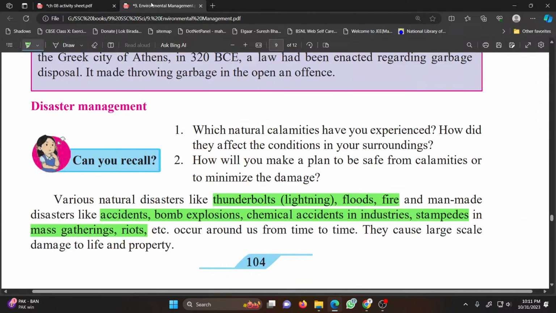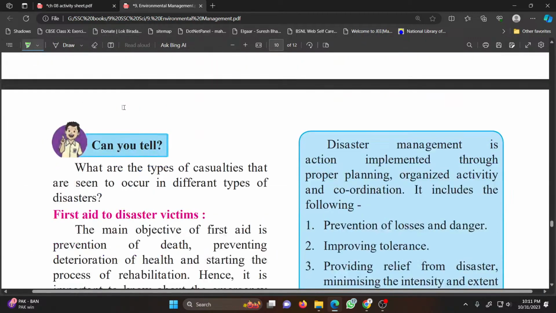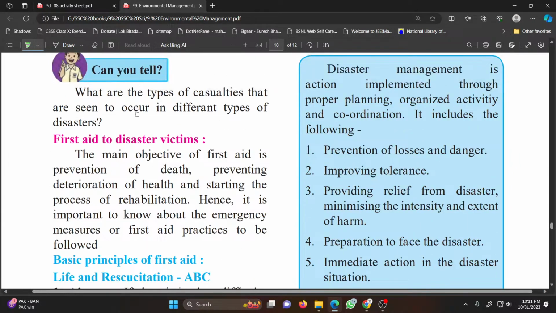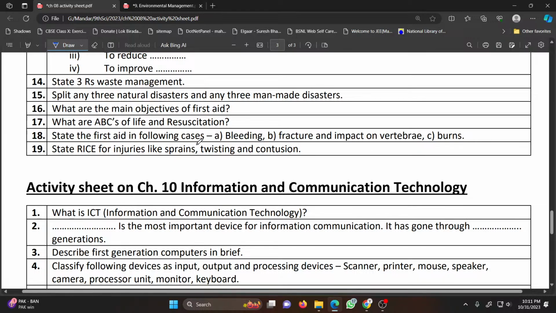What are the main objectives of first aid? The main objectives of first aid are to prevent death, prevent deterioration of health, and start the process of rehabilitation. There are 3 things: prevention of death, then preventing deterioration of health, and starting the process of rehabilitation.